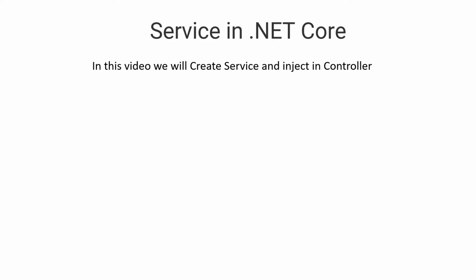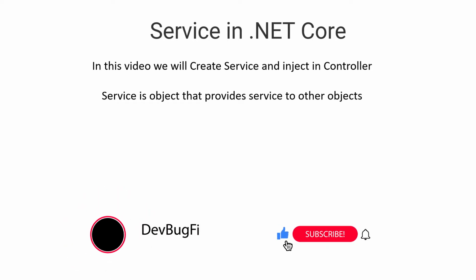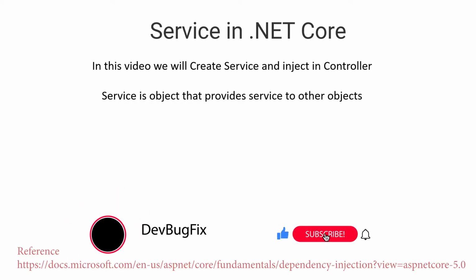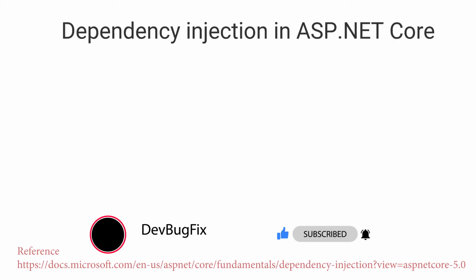In this video, we will create a service and inject this service in a controller. The basic definition of a service is an object that provides service to other objects. This service will be a communication layer between the controller and Entity Framework. But first, we will understand dependency injection in ASP.NET Core.